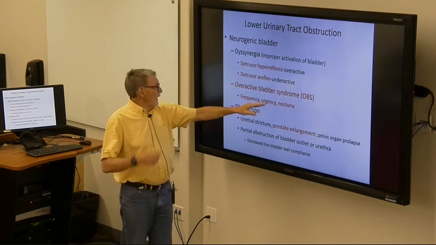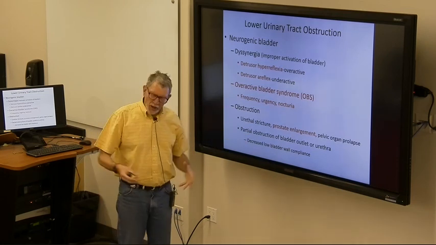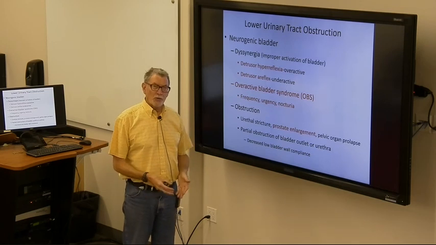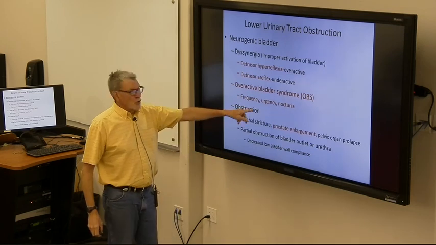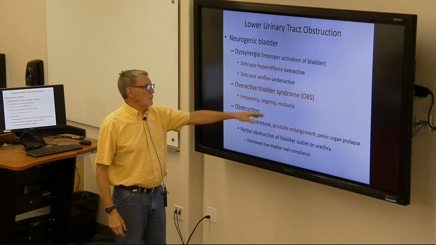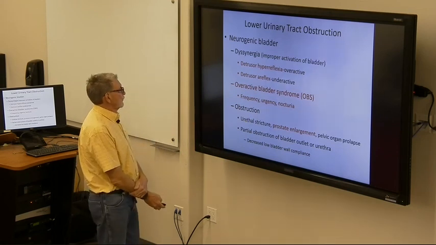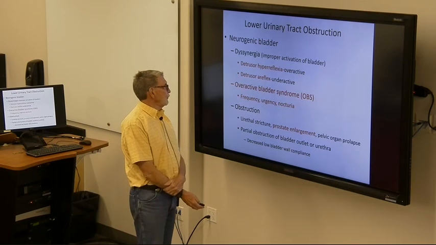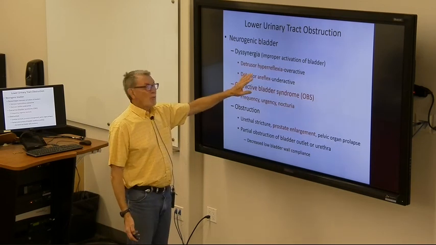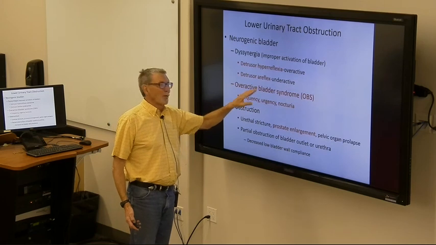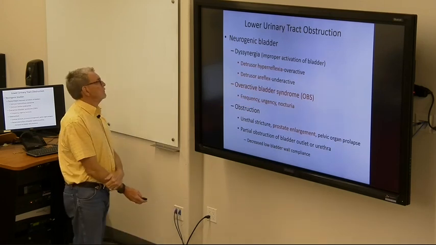So overactive bladder syndrome, you're constantly stimulating the bladder. It always wants to pee. Urgency, always feel like you need to pee. You need to pee at night. Hyperreflexia is too much. Hyporeflexia or areflexia is underactive.